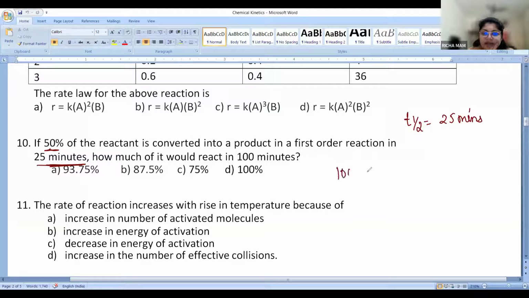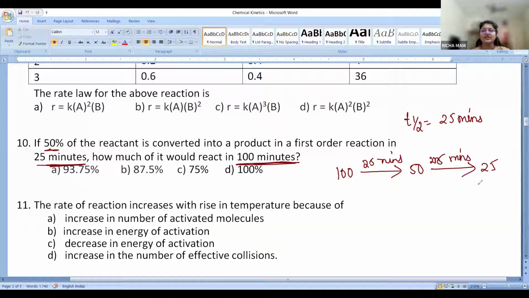Now for 100 minutes, half, 50%, is how much? 50. So it has taken 25 minutes. Now they have asked what for 100 minutes. So let us calculate for 100. Half of 50 is how much? 25. So it has completed again in 25 minutes.